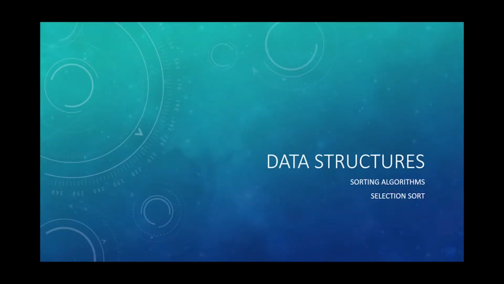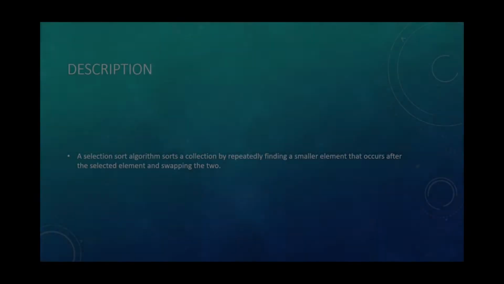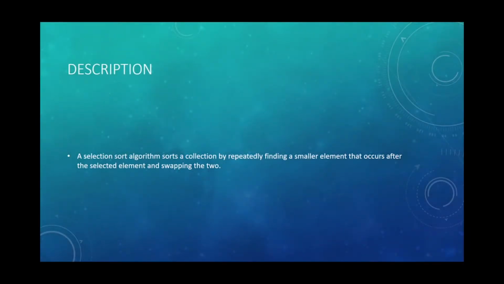Hi guys, in today's video we're going to take a quick look at the selection sort algorithm. Let's get into it. A selection sort algorithm sorts a collection by repeatedly finding a smaller element that occurs after the selected element and swapping the two. Let me show you how that works.